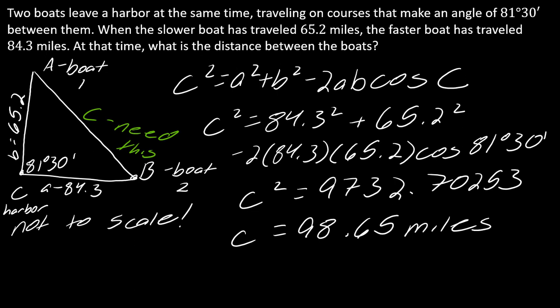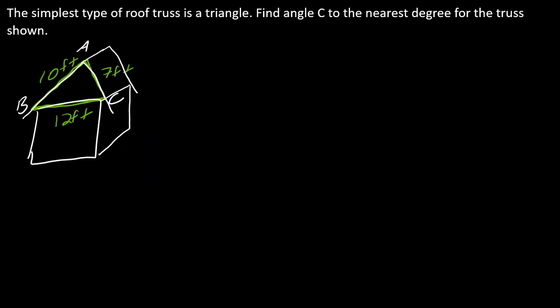And then the other one, I just chose another one just to show you some ideas. So the simplest type of roof truss is a triangle. So let's find angle C to the nearest degree for the truss shown. I think a lot of times, if you know nothing about trusses, you'd have to have a picture in front of you to do this. But here is what my truss looks like.